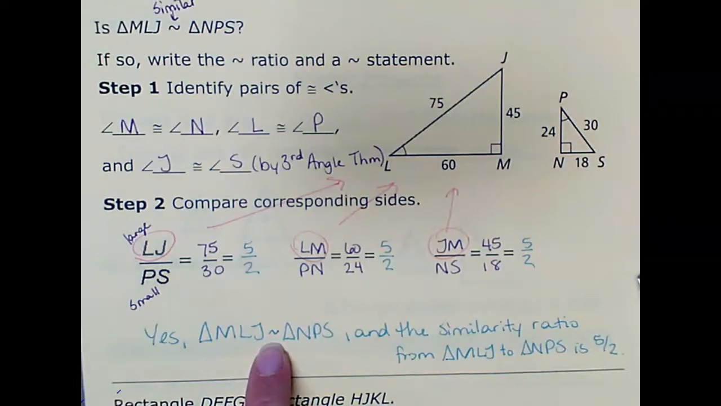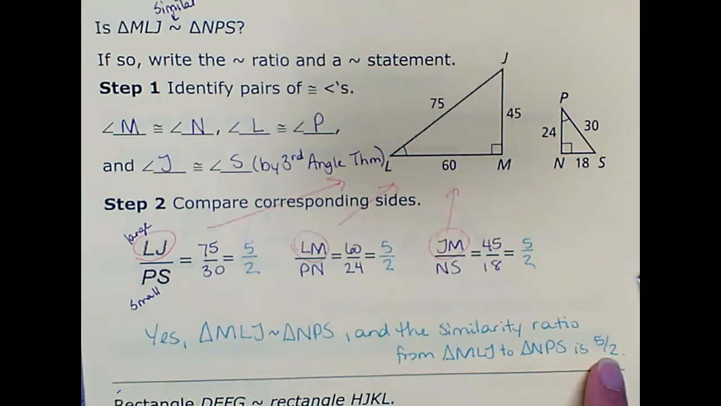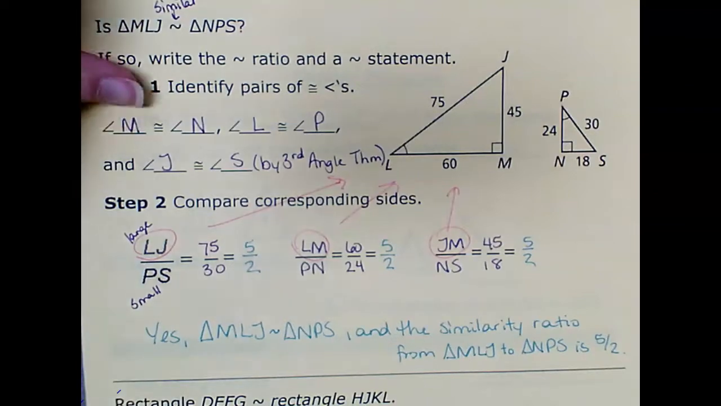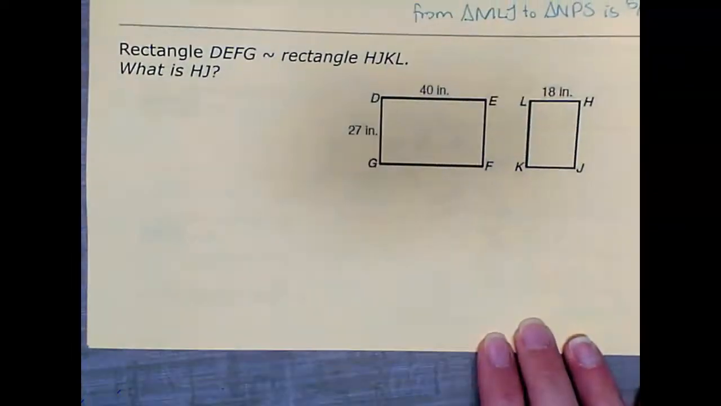So here's the similarity statement that's actually already given to you at the top. And the similarity ratio from triangle MLJ to triangle NPS, large triangle to small triangle, is 5/2. So let's move this up to the last example.